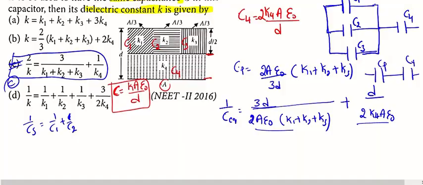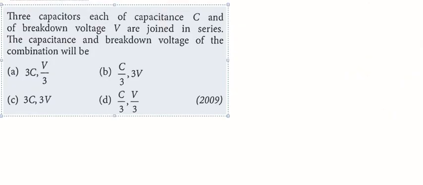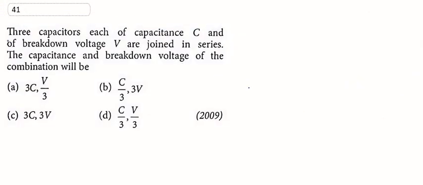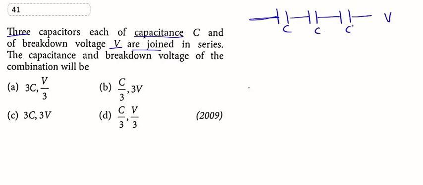So let's move to question number 41. Three capacitors, each of capacitance C and breakdown voltage V, are joined in series. The capacitance and the breakdown voltage of the combination will be what? So these are 3 capacitors, each with capacitance C and breakdown voltage V.